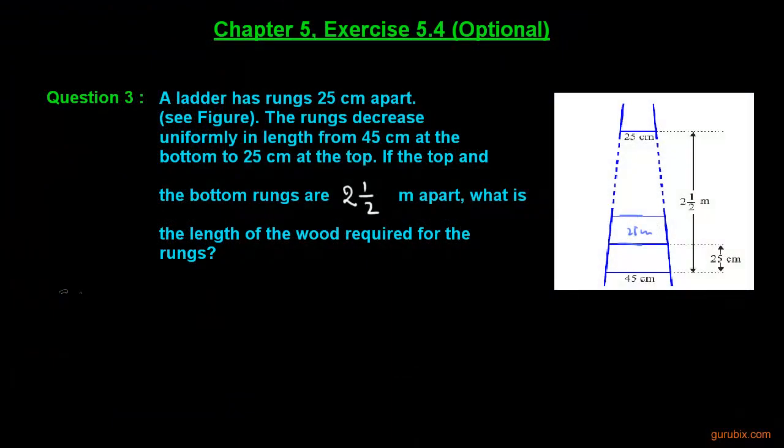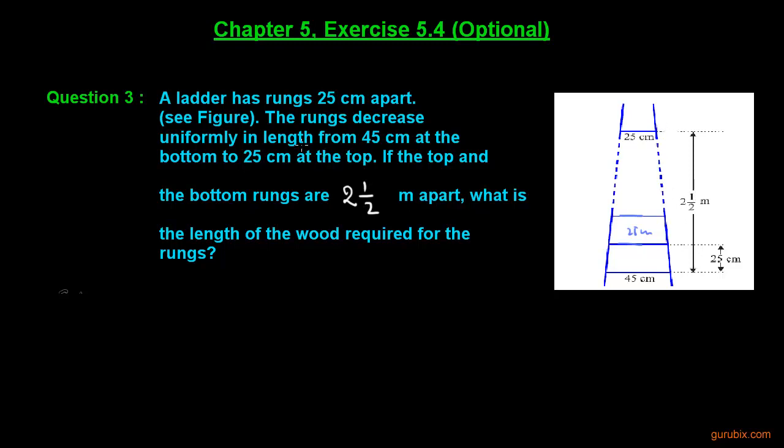Let us solve question number 3 of exercise 5.4 of chapter 5. In this question, we are given a ladder and the distance between two rungs of this ladder is 25 centimeters. It is also given that the top and the bottom rungs are 2.5 meters apart, like this here.